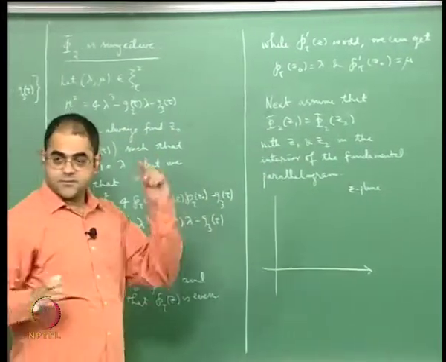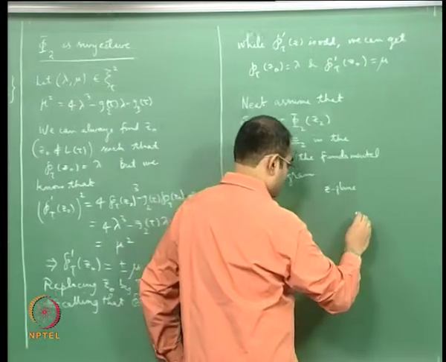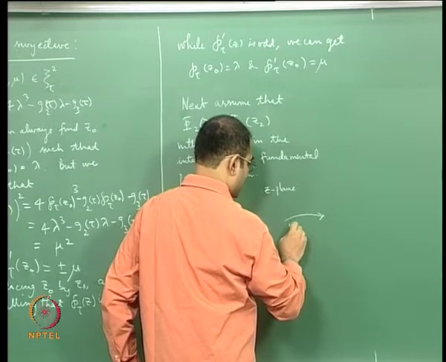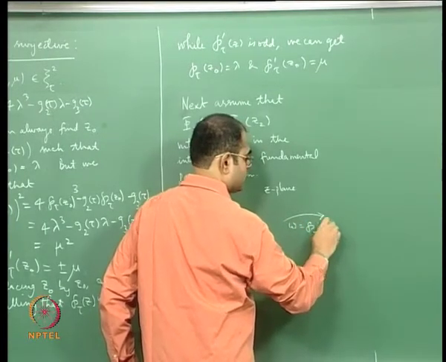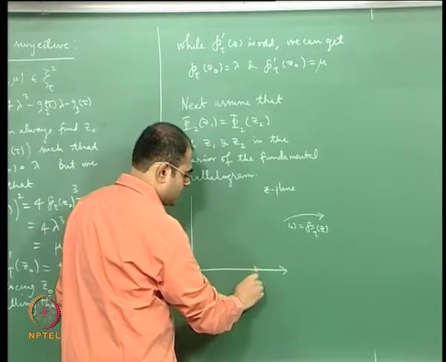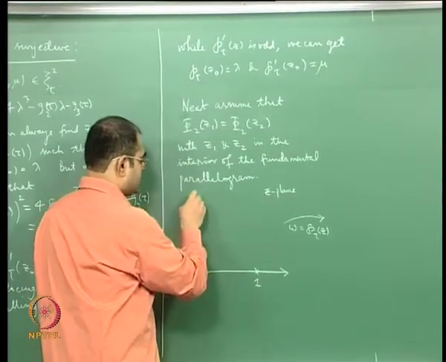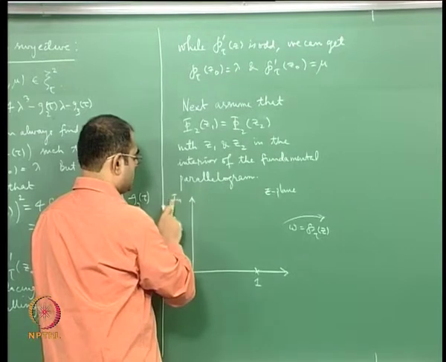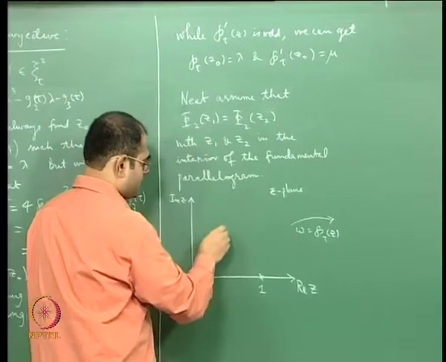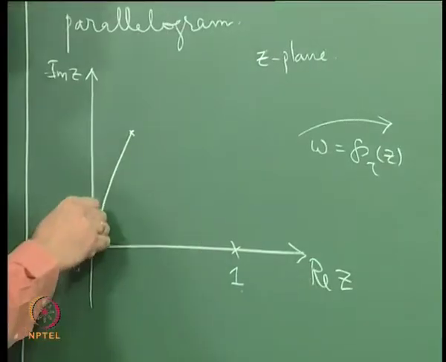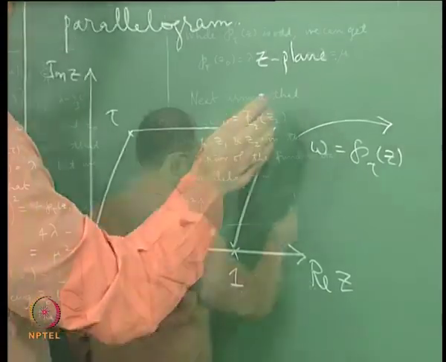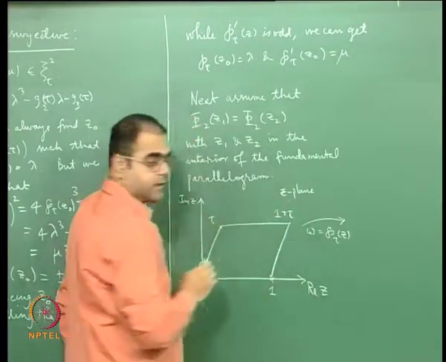Yeah, in all these things tau is fixed. Okay, this is the z plane, and I'm just looking at the mapping omega is equal to phi tau of z. So here is 1, this is 0, this is the real axis, this is the imaginary axis, and here is my tau somewhere here, upper half plane, and I have this parallelogram with vertices 0, 1, tau, and 1 plus tau.